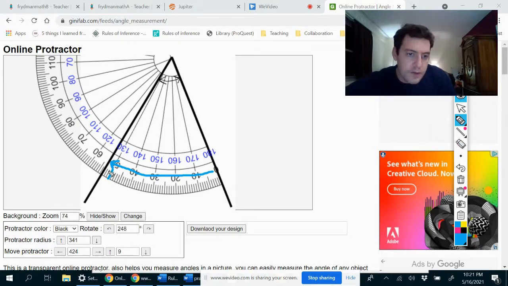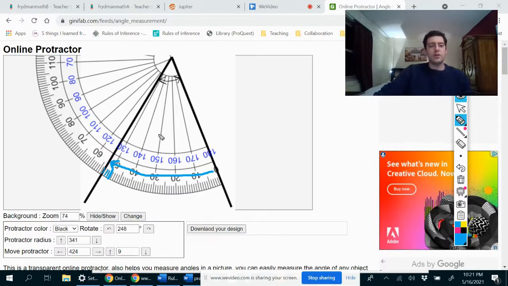This would be 51, 52. Looks like that is 53 degrees. All right, so this angle is 53 degrees. By the way, the rotation between here, so this is 53 degrees over here.